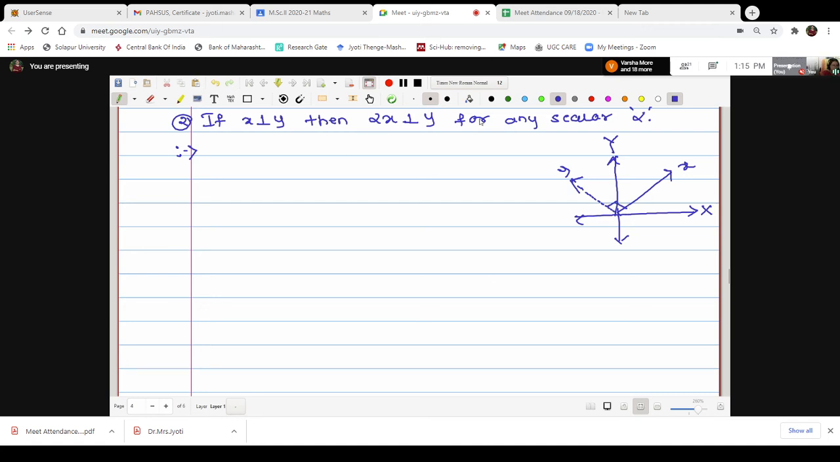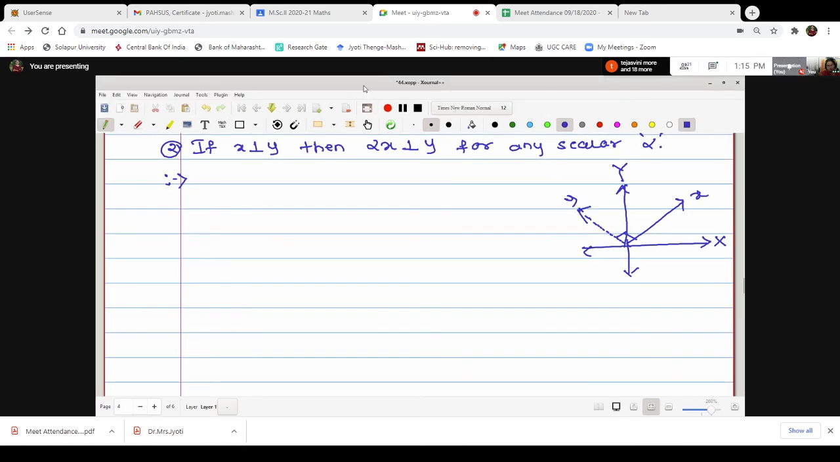What does this alpha x orthogonal to y mean? Where will be the location of alpha x vectors? Can anyone tell me where will be the location of alpha x vectors? For different values of alpha, where will be the location of alpha x? No doubt, for alpha positive, it will be on the line extended forward. Correct? And for alpha negative, it will be on the line extended backward.